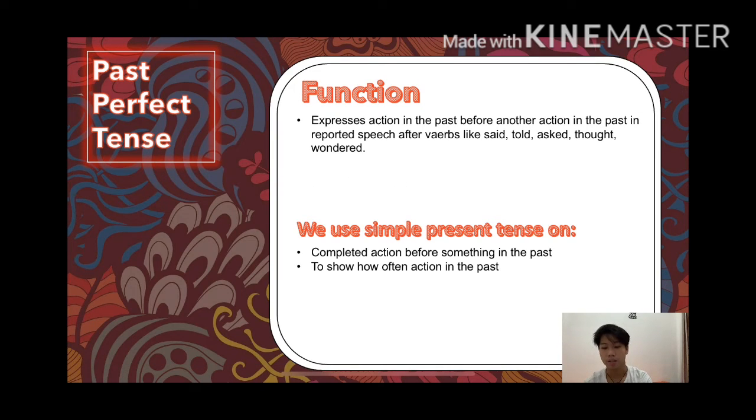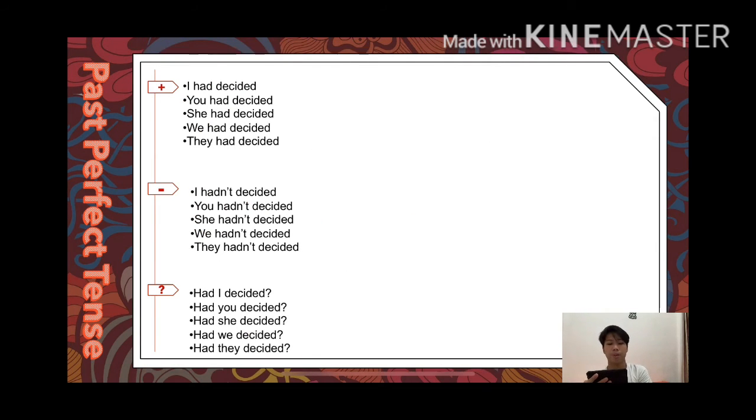The function is to express an action in the past before another action in the past, in reported speech after verbs like said, told, asked, thought, wondered. We use it for a complete action before something in the past, to show how often an action happened in the past. For the example, the positive one is I had decided. For the negative, I hadn't decided. For the question, had I decided?